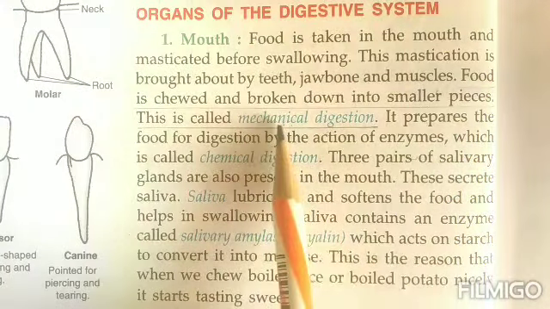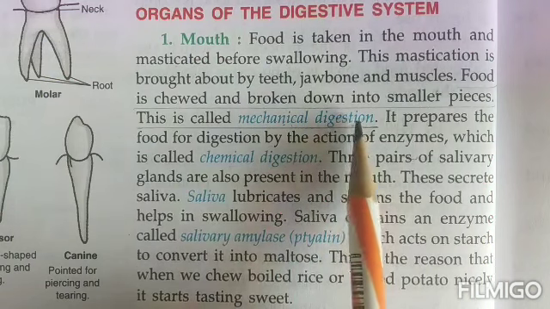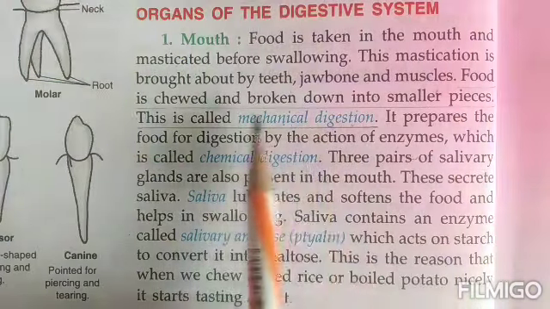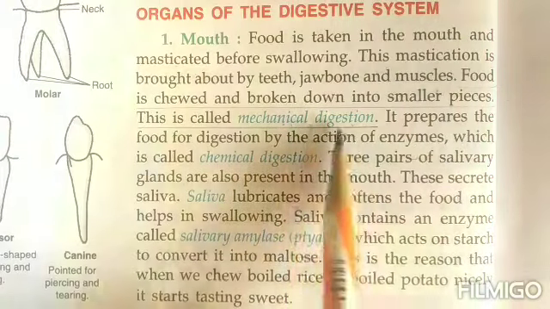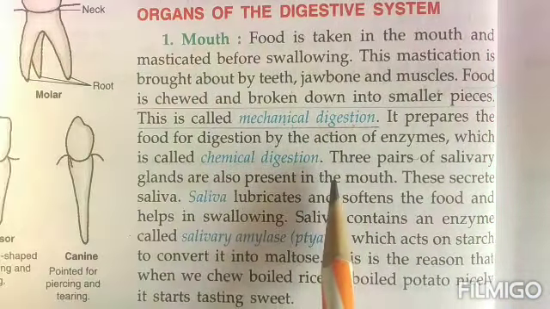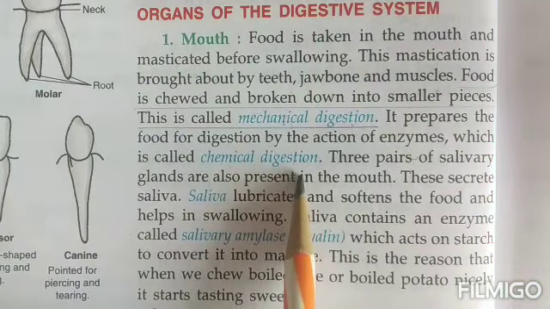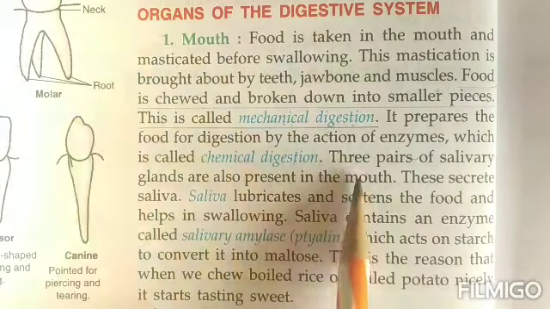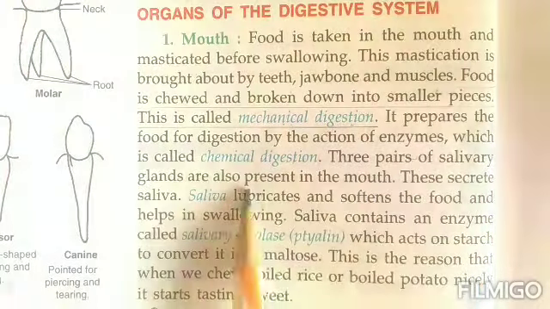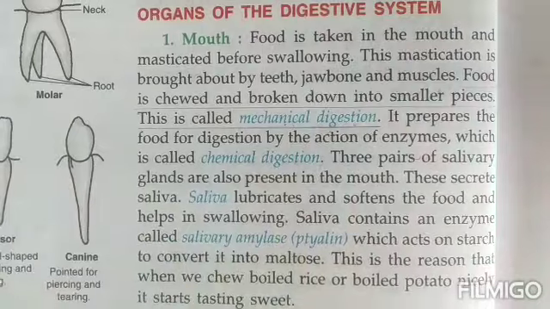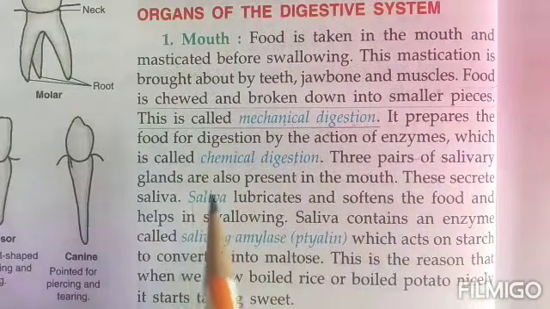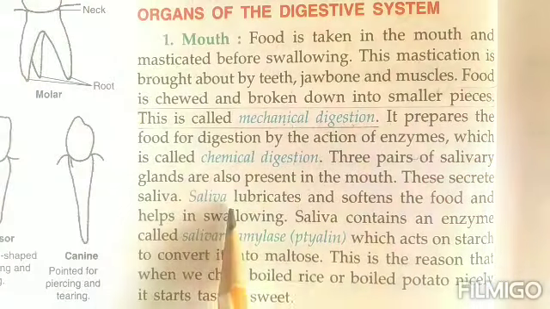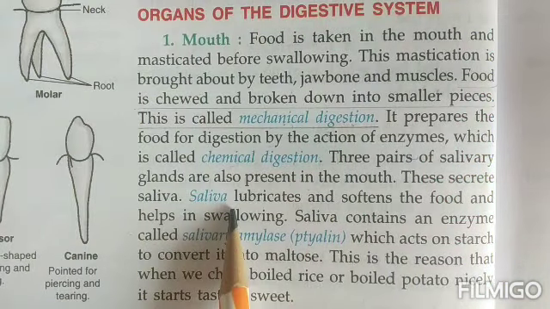Now, once the food is broken down into smaller pieces, children, the chemical digestion also starts. Chemical digestion means mixing this food along with the saliva that is present in our mouth. There's a liquid that is present in our mouth. That liquid is known as saliva, which is secreted by the 3 pairs of salivary glands. Secreted means it is being produced, it is given out by the 3 pairs of salivary glands.